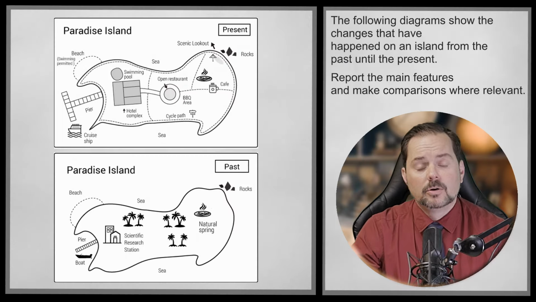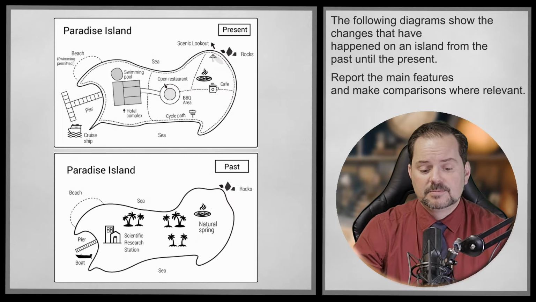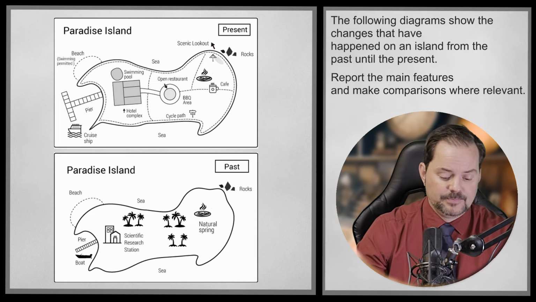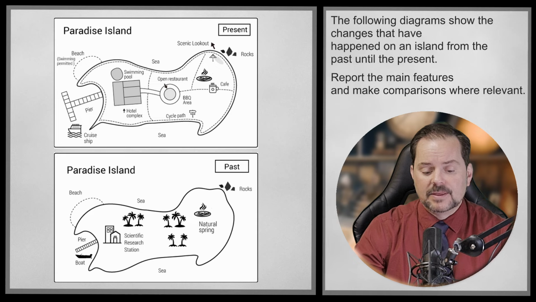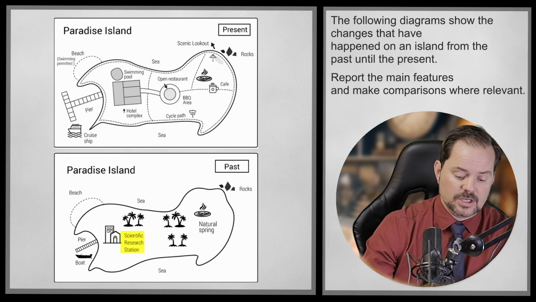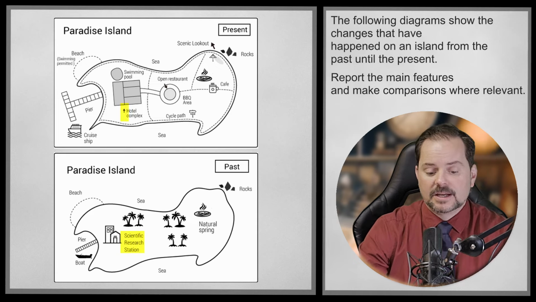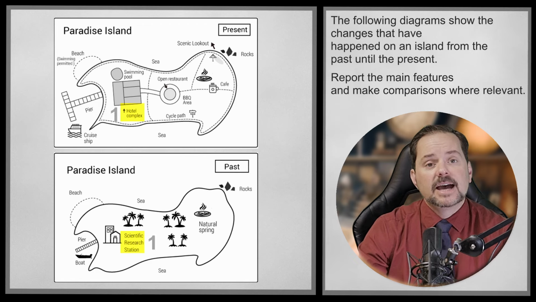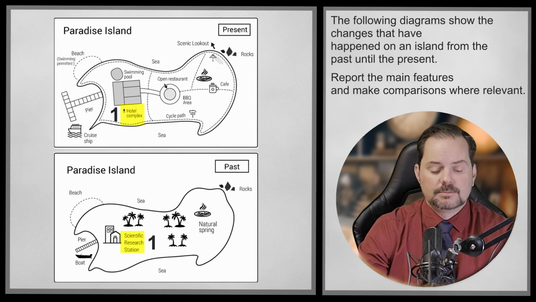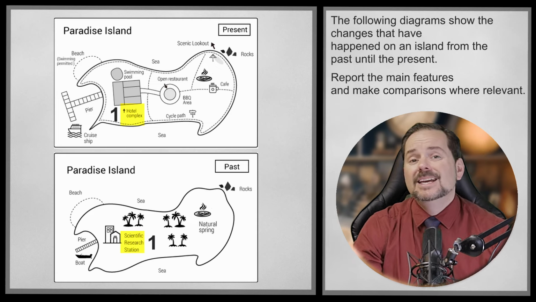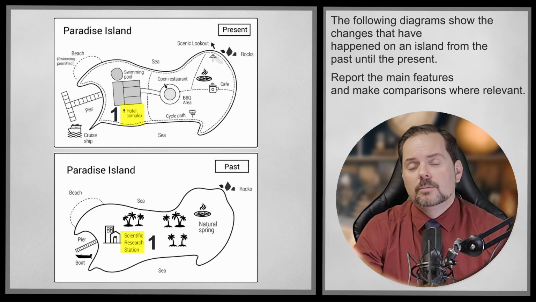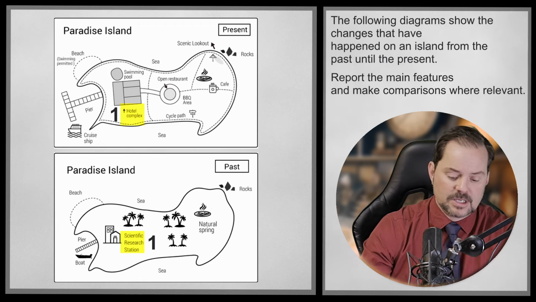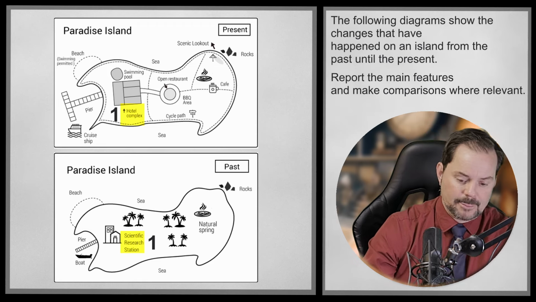When I circle or identify the differences between Paradise Island in the past and Paradise Island in the present, I notice right away that the scientific research station is replaced by a hotel complex. This is a very obvious difference, and I will label this as the number 1 most important change. Now again, is this the only way to do it? No, but according to me, this is the most significant difference.